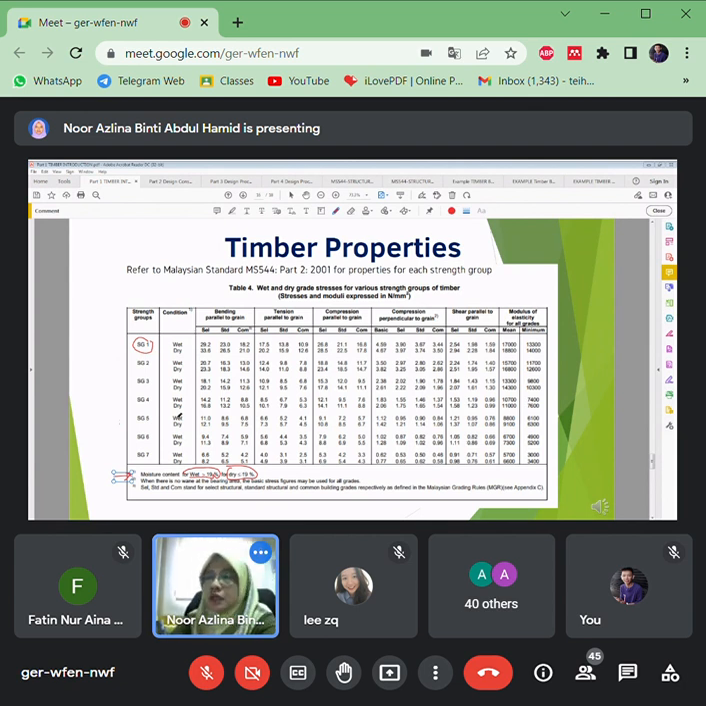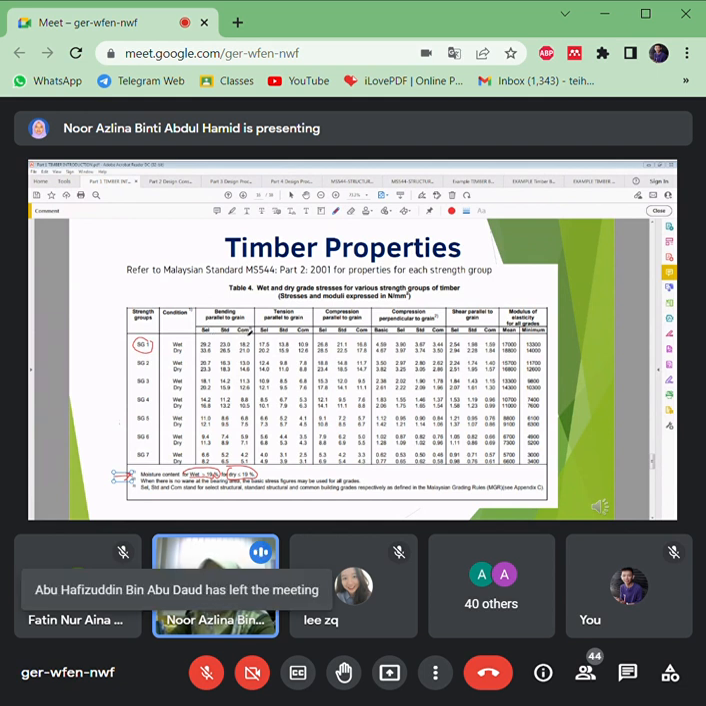Let's say SG1, wet condition or dry condition. So there are two values here according to its conditions. And at the top of the columns here, it labels the strength actually. The first is bending parallel to the grains. Remember, we have strength that is either parallel or perpendicular to the grains. So for bending, it gives the value parallel to the grains.